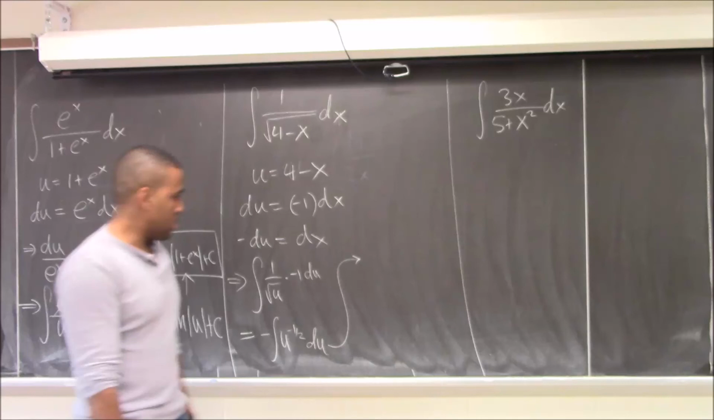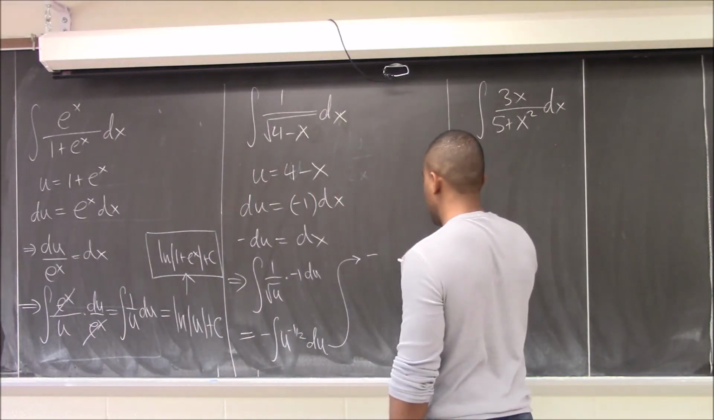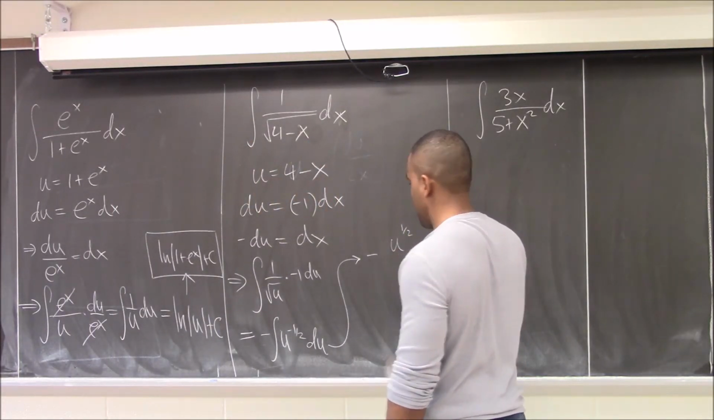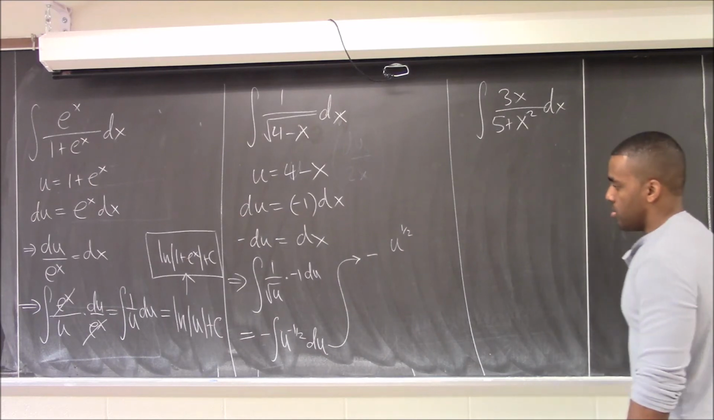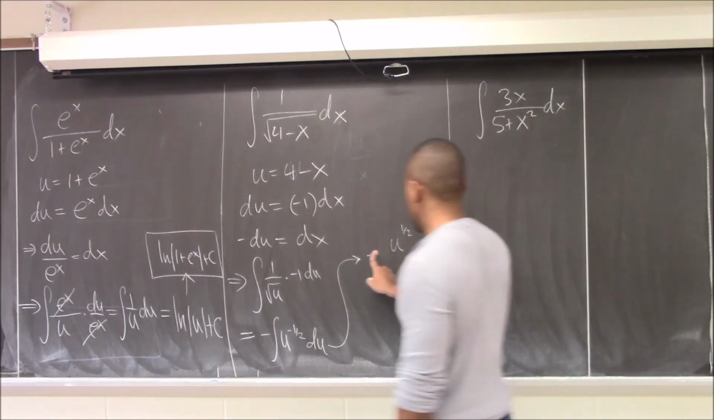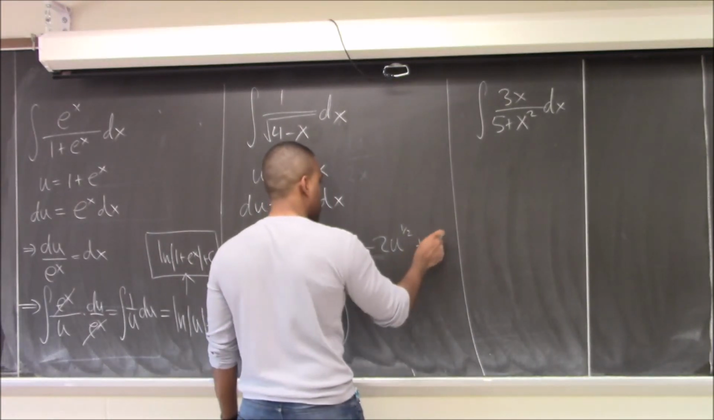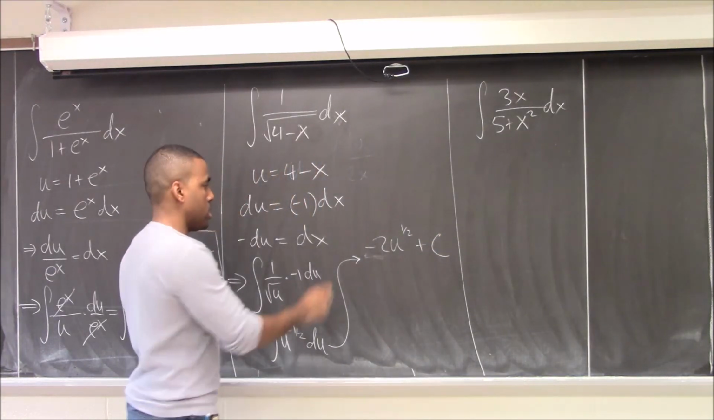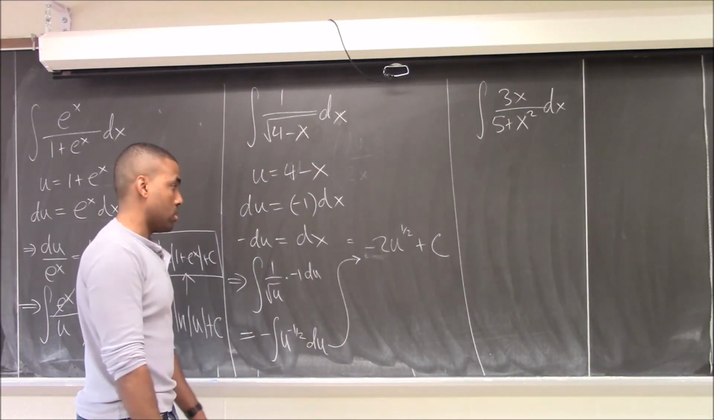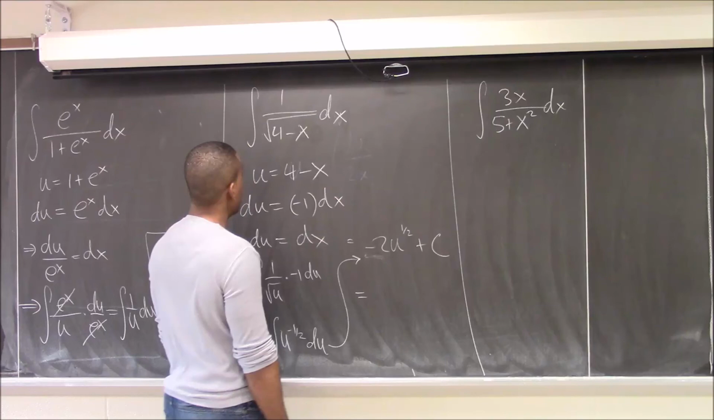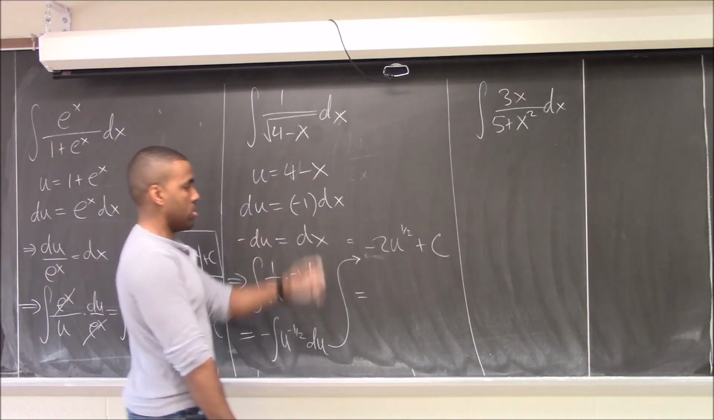And I can just apply the rules here. Add 1 to the power, u to the 1/2, divided by 1/2, same as multiplying by 2. So that would be the answer. And so now I replace my u with the expression.